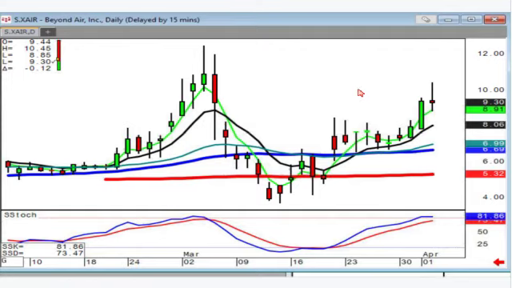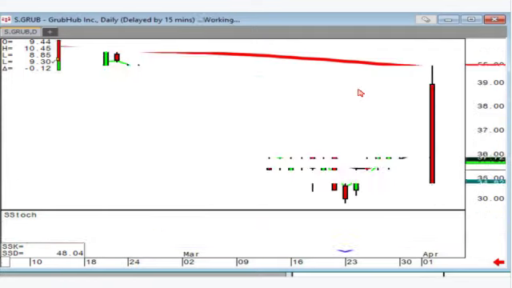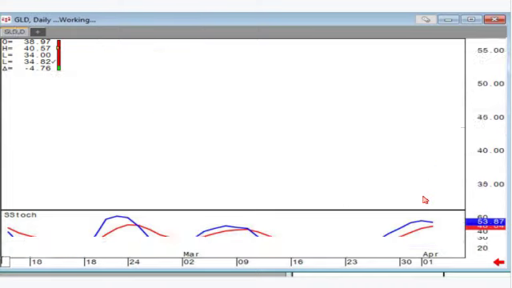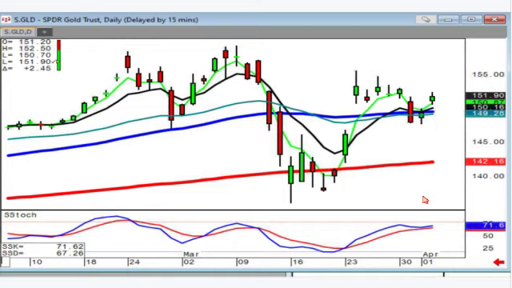Grubhub. That was that one you get ready to go short. Your doji breakdown. First target should be down here at the 30. Gold has been acting pretty good. Notice how it supported right here on the 50, the 34 and the T-line, and now bouncing back up.